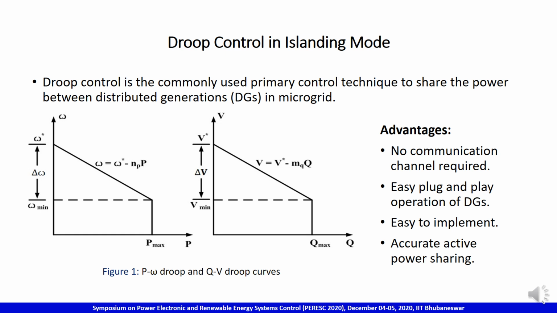The droop equations in islanding mode, where each DG is operated as a master controller, are ω = ω* − nP and V = V* − mQ. Using the droop equations, we can make the following droop curves. The first one shows the relationship between active power output and frequency, and the second one shows the relationship between reactive power output and voltage, where ω* and V* are the no-load frequency and voltage respectively. n and m are the droop coefficients.